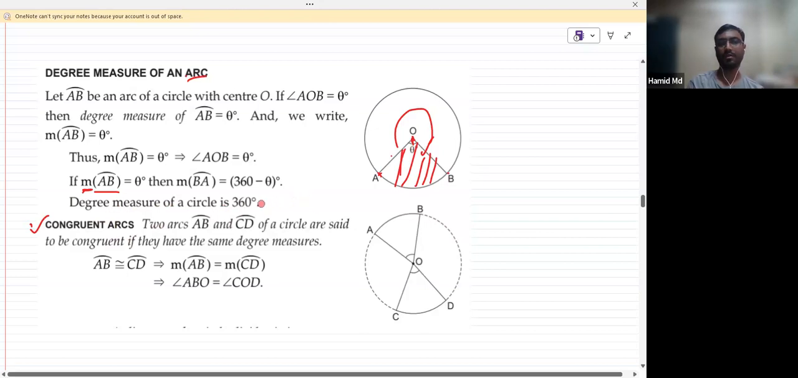The degree measure of a circle is 360 degrees. So, congruent arcs. Two arcs, this is AB and this is CD of a circle, are said to be congruent if they have the same degree measure. If this angle is equal, these two angles are equal, it means that the arc length will be equal. This is an important property. One property you should write down.